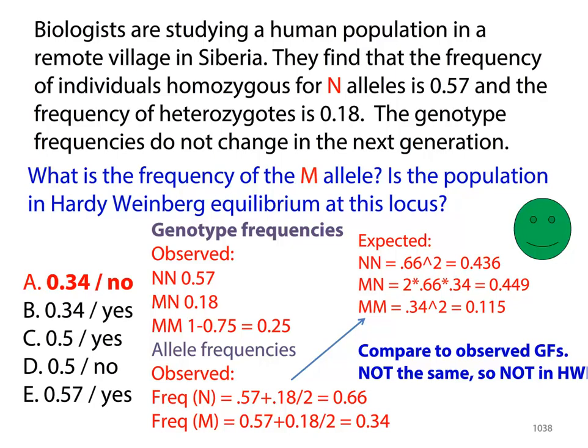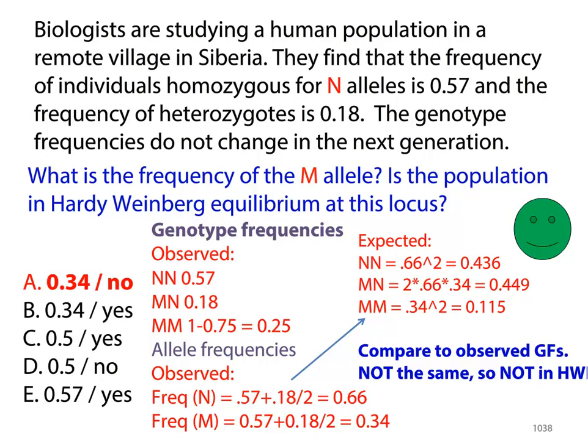Guys, it's really important you know how to solve this problem, and I want you to write this down. In the paragraph above, they have given you the observed genotypic frequencies. 0.57 is the frequency of big N. 0.18 is the frequency of the heterozygote. And you know that the genotypic frequencies all add up to 1, so it's 1 minus those two, and that gives you 0.25 as the frequency of big M, big M. That's your observed genotypic frequency.